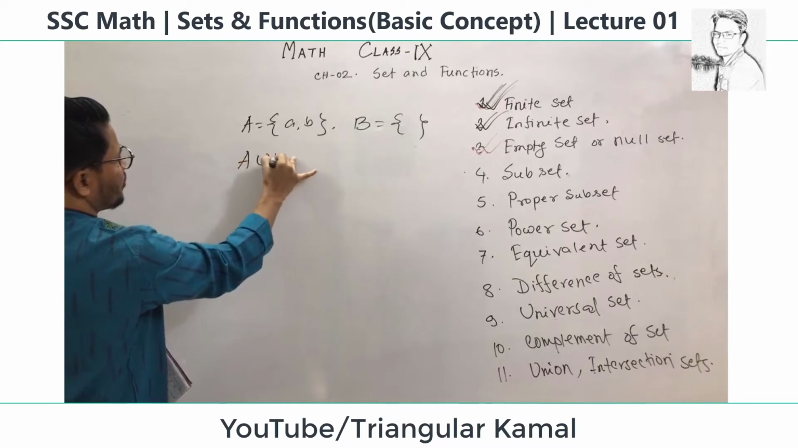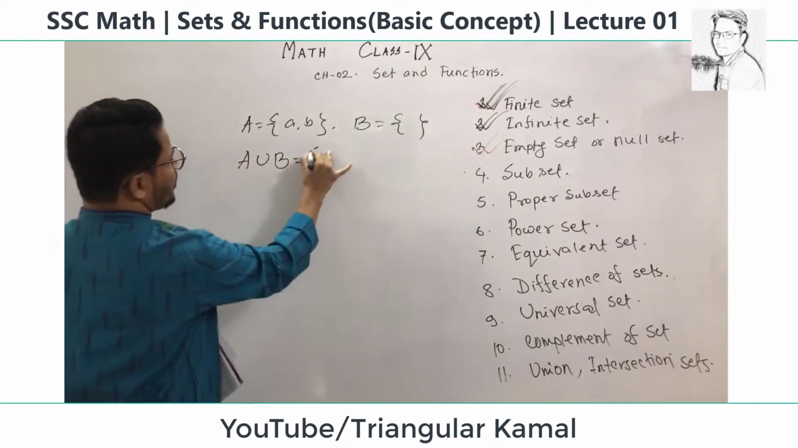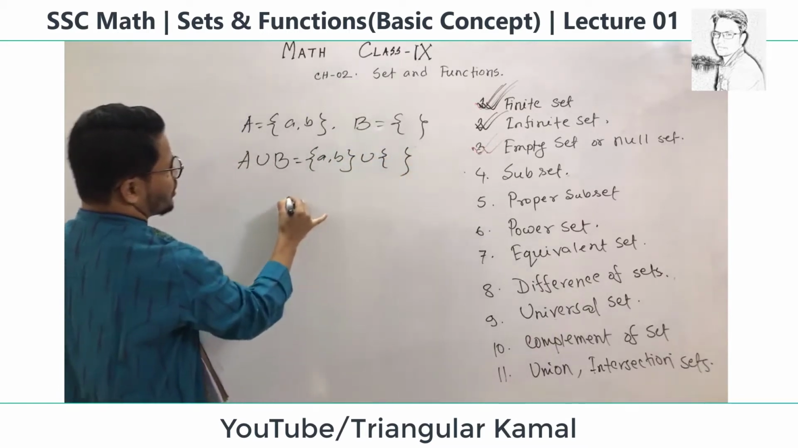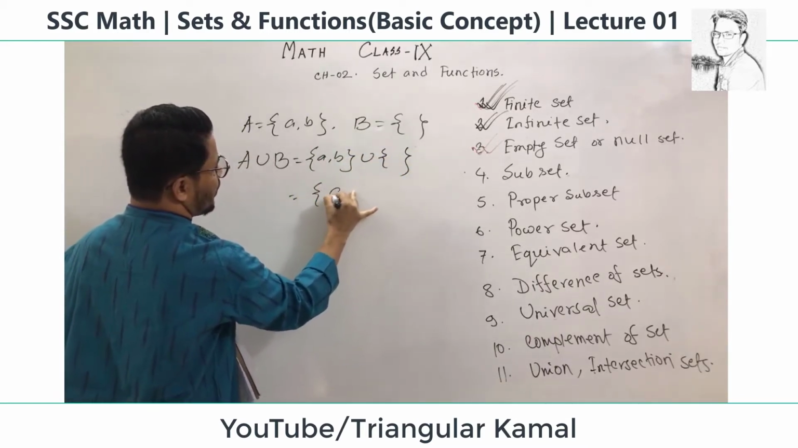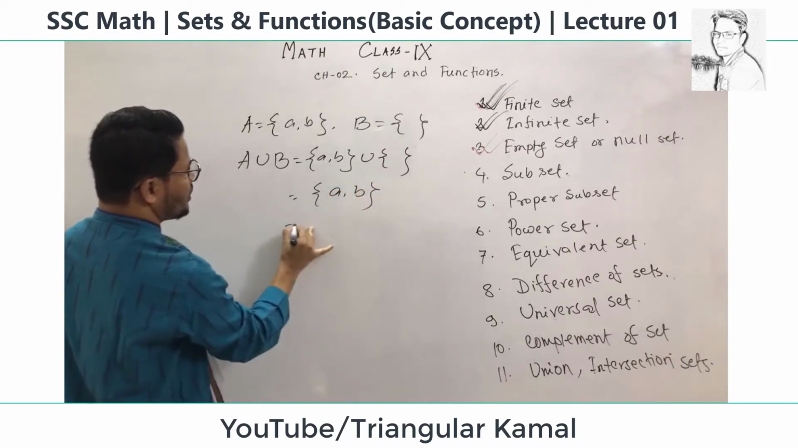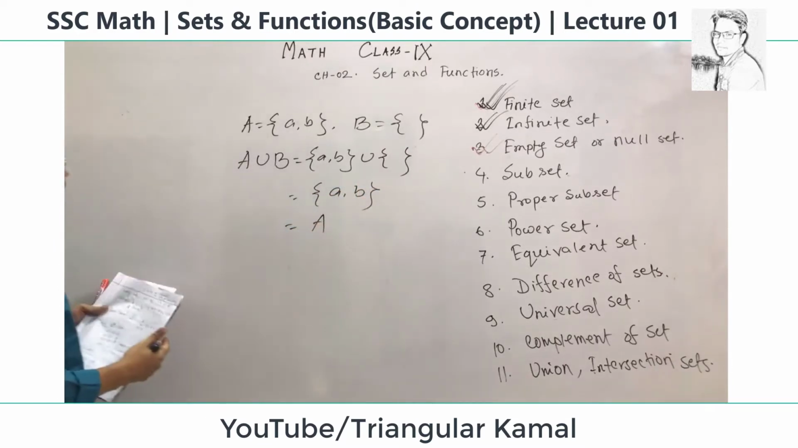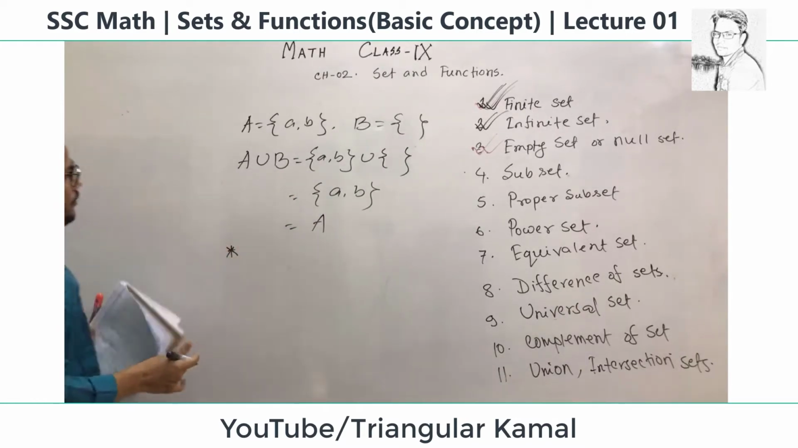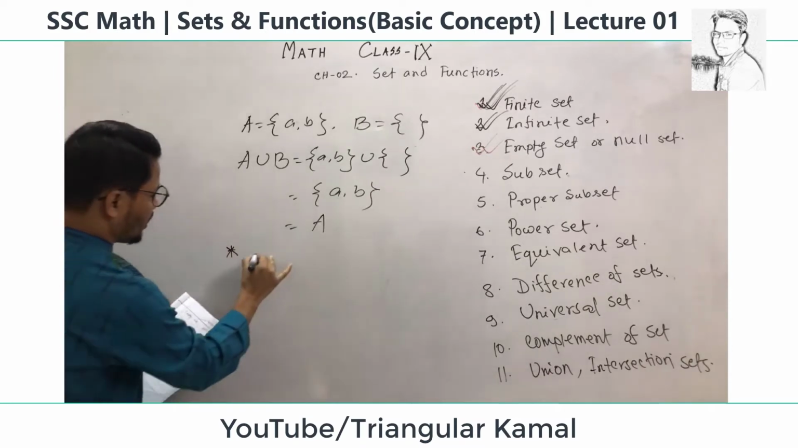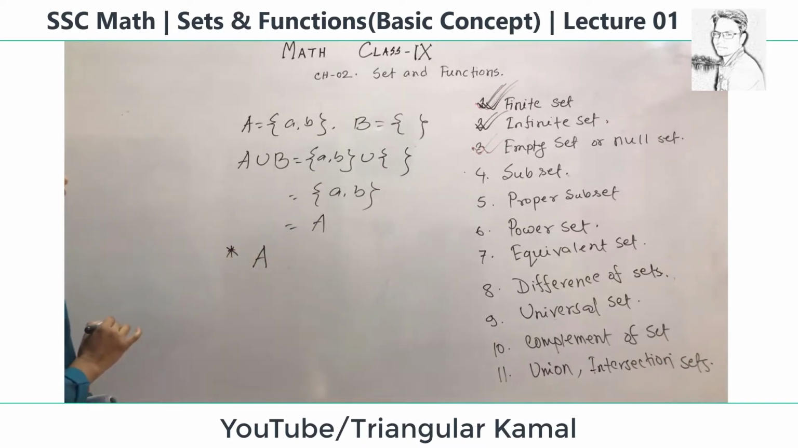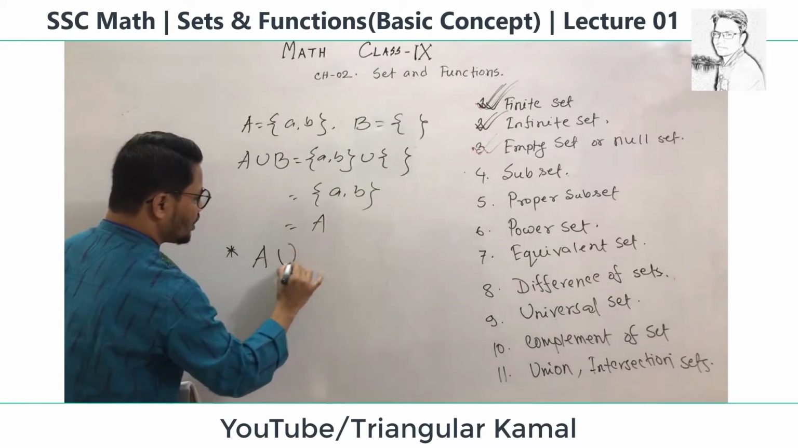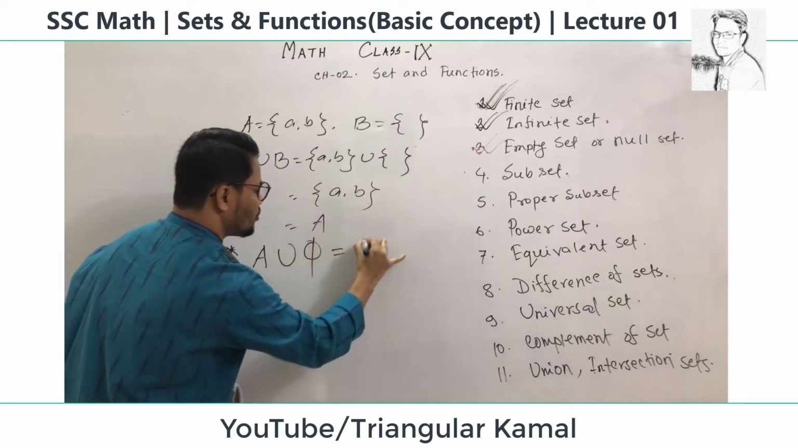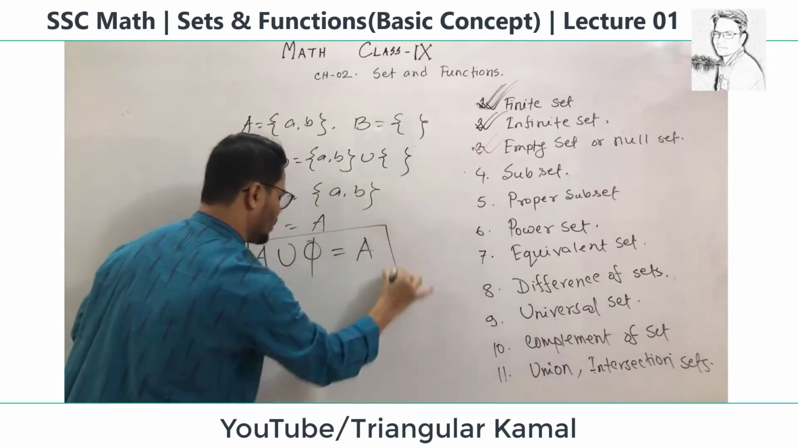A union B, where B is the empty set. The result will be A and B, that is A. So we cannot say, if we find the union... So this is the first formula. Formula 1: if we take the union of any set A with the empty set, the final result will be the previous set A. This is the first formula.